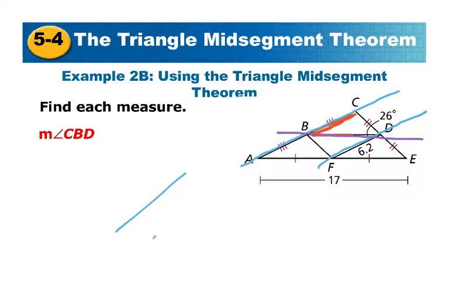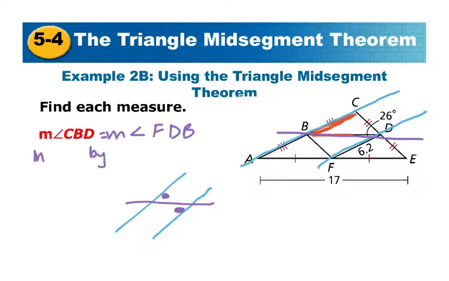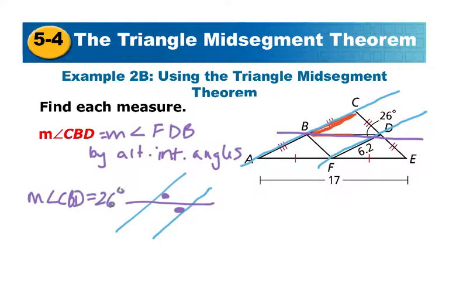So here's the two set of parallel lines. Here's the transversal. They're telling us that this angle is 26. And so by alternate interior angles, that angle also has to be 26. So it turns out the measure of angle CBD is equal to the measure of angle FDB. And that's by alternate interior angles. And so we get to say that the measure of angle CBD is 26 degrees.